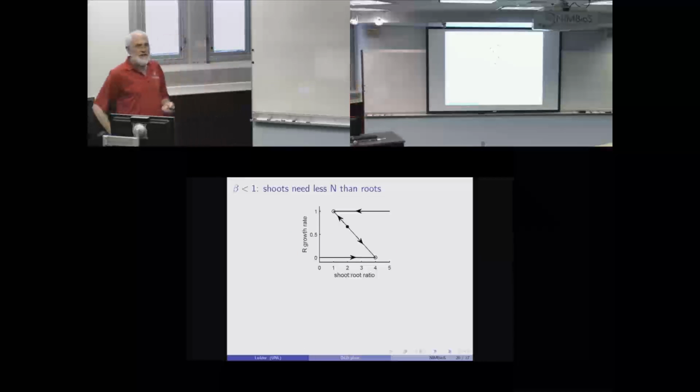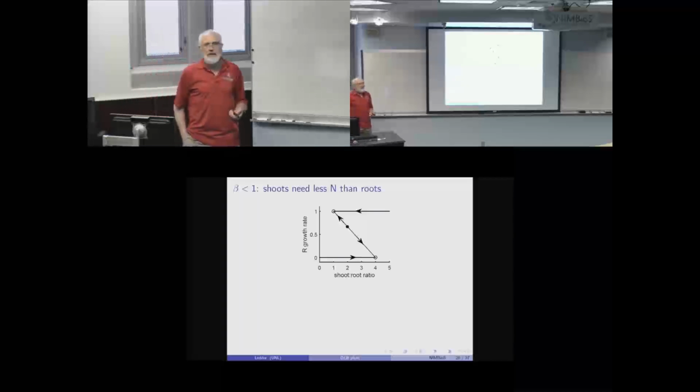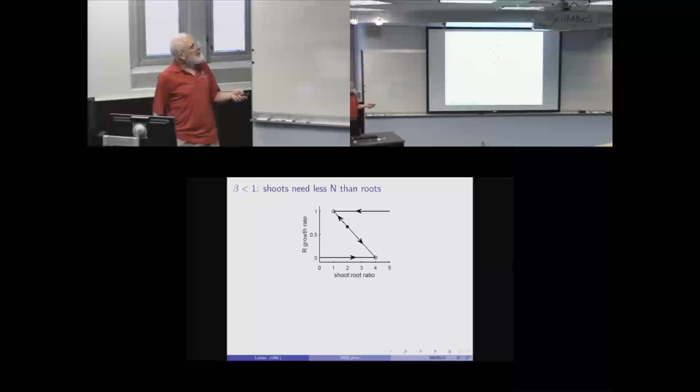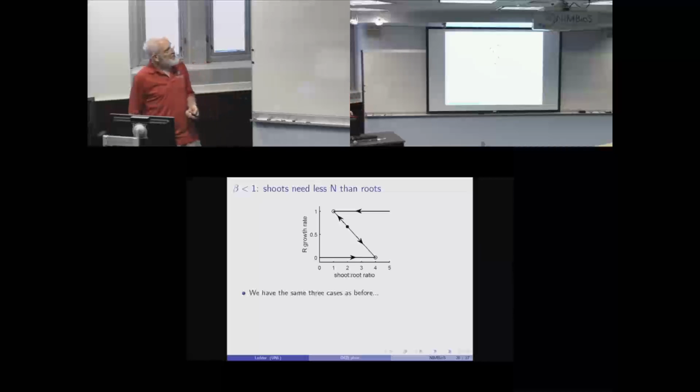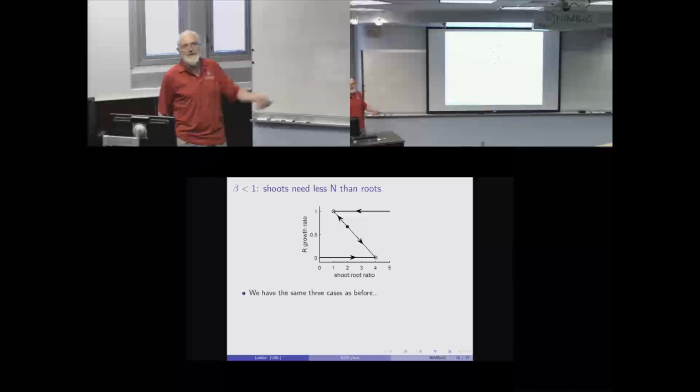The situation is quite different if beta is less than 1. Now each of the components needs more of its local resource than it needs of the imported resource. So that means that we still have the same three cases as before, but the middle case, the line now has the opposite slope.